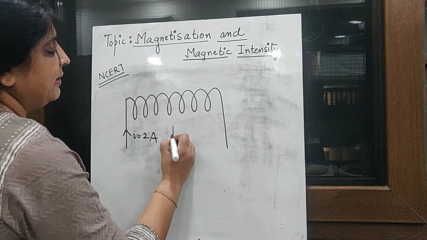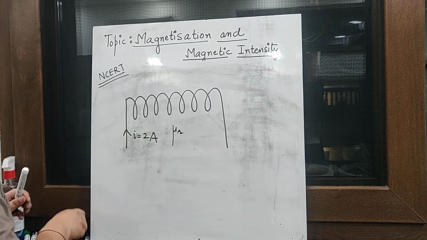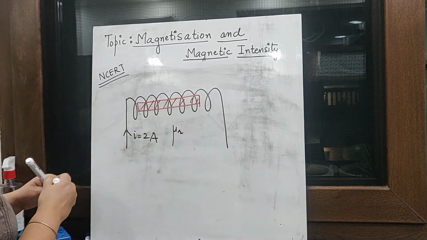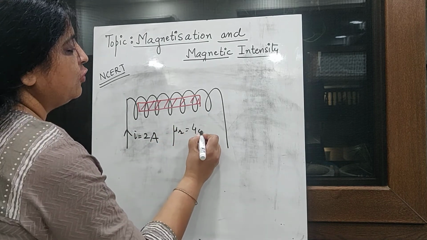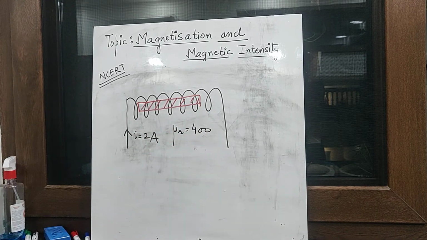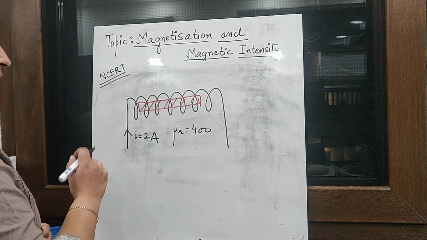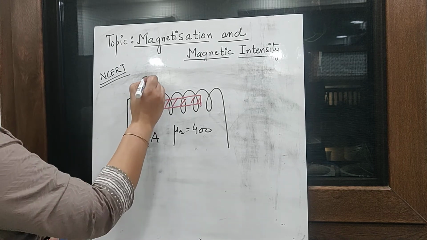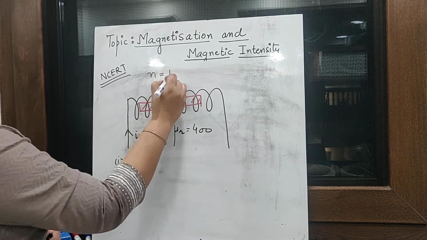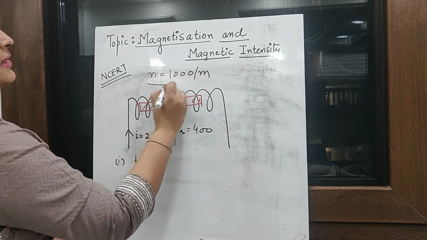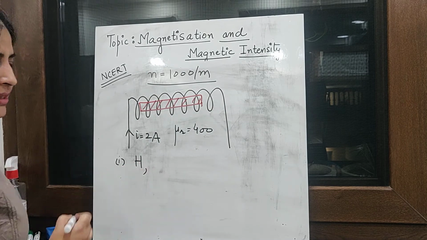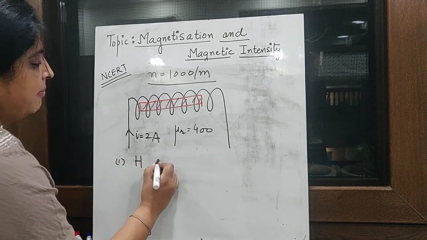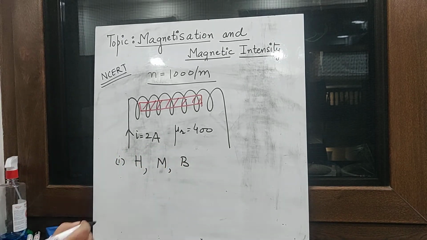It further says that a material kept inside it has a relative permeability equal to 400. Because it is relative, it has no unit. So it is 400. Now it asks you three things. One, what is the value of H? It is also given that the number of turns per unit length is 1000 per meter. So it asks what is the value of H, what is the value of M, and what is the value of the magnetic field, these three things.